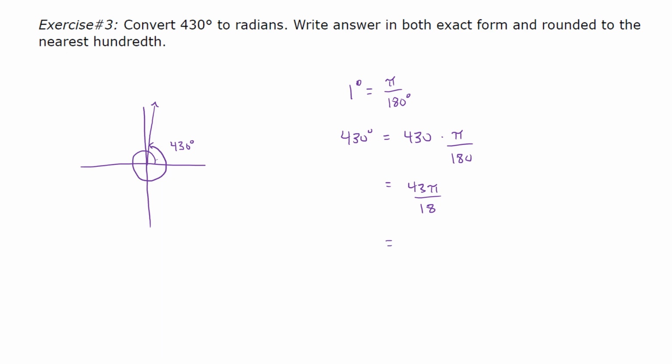Getting the decimal, I'll get an estimate rounded to the nearest hundredth, 7.50. Okay. Both of these you can enter into your calculator. So this is the rounded form. And this is the exact form. Awesome.